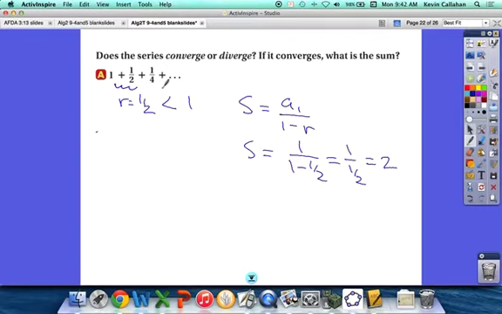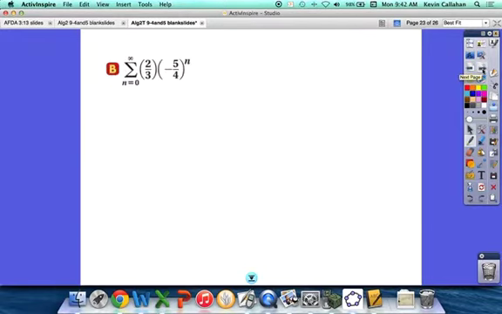If you're given it in a summation notation like this, then again, where do you look for the R? It's whatever is being raised to a power. So what is the R in this case? -5/4. Is the absolute value less than 1? 5/4? No. So this one would not converge. The absolute value of -5/4 is greater than 1. So if you get a problem like that, you just say, does not converge. Can't do it.